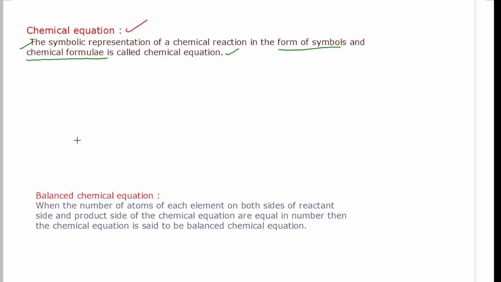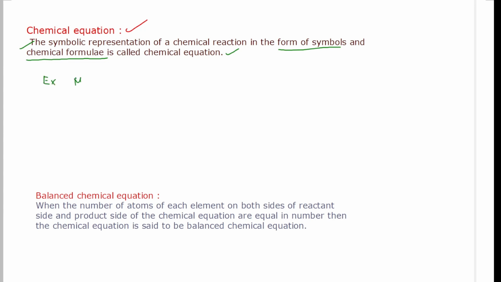How do we represent it in the form of an equation? By using symbols and chemical formulae. My dear students, the most important thing you have to remember is framing the chemical formulae which you learnt in your ninth standard. It is very important for writing chemical equations. If you are not aware of framing the chemical formulae, it will be very difficult for you to understand how to write the chemical equation.